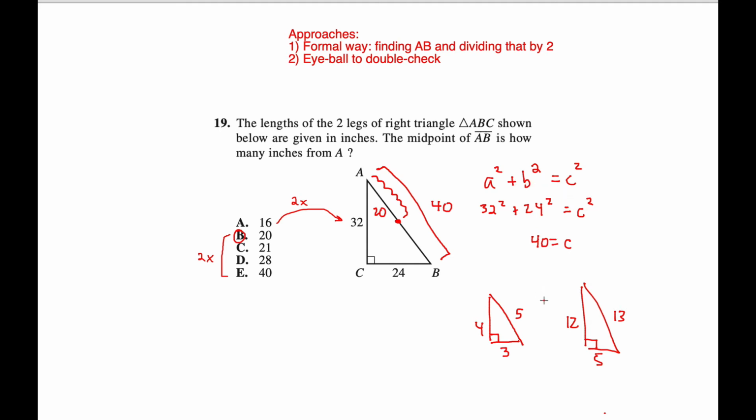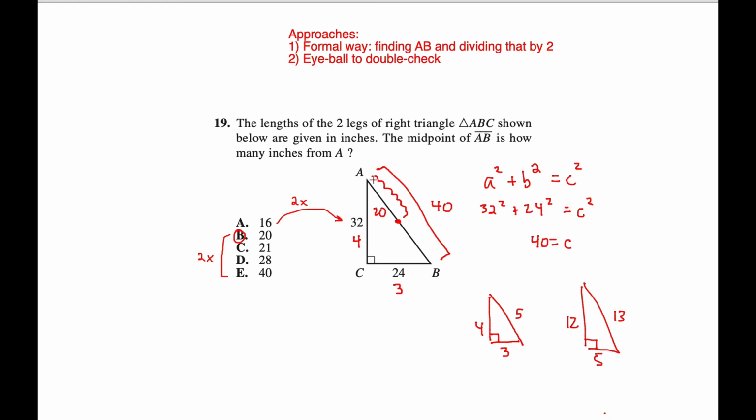And what's cool is that any multiple of these numbers also satisfies the Pythagorean theorem. If we notice that 24 and 32 are actually in this ratio of 3 to 4, because if we divide 24 by 8, for example, this will be 3, and if we divide 32 by 8, that will be 4. So we have this 3, 4, 5 sort of ratio.